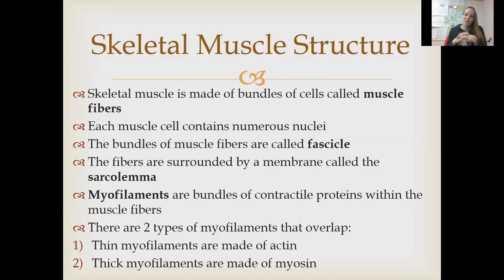And then myofilaments are bundles of contractile proteins within those muscle fibers. And there's 2 different types of myofilaments. There are the thin myofilaments made of actin and the thick myofilaments made of myosin.